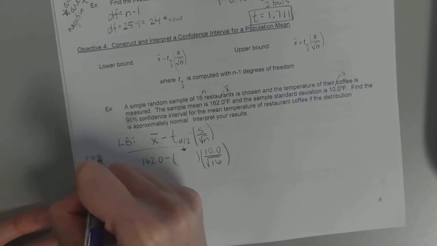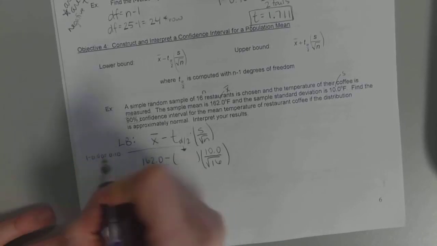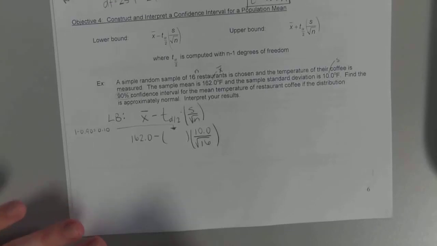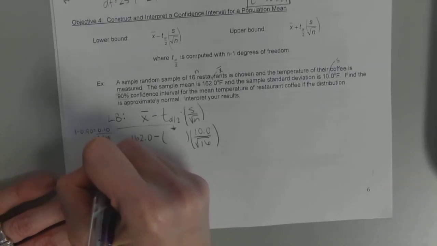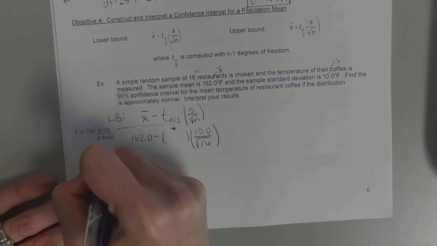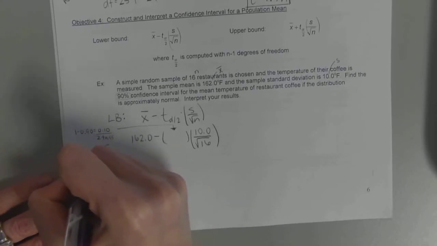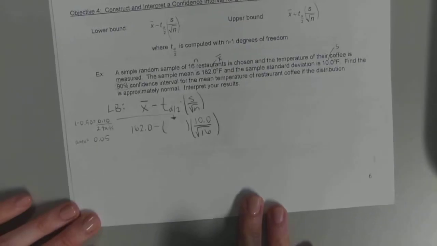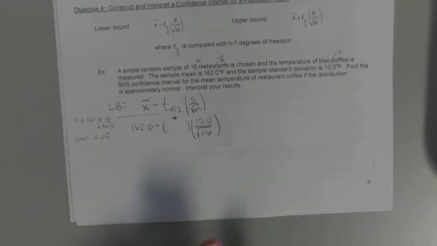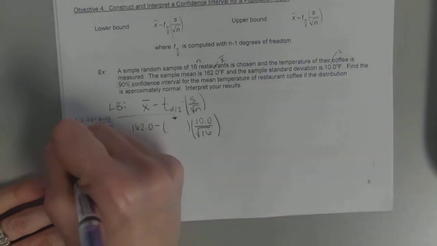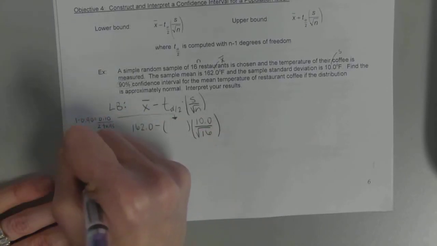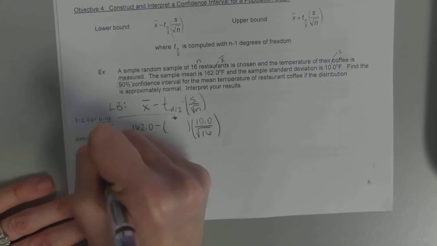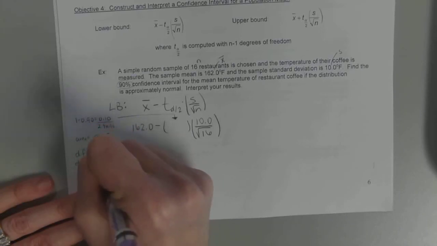Well, 1 minus 90% equals 10%, right? 1 minus 90% equals 10% in our tails, or how much in each tail? 0.05. So that's our area, right? But how do we know what row to go to? That's our degrees of freedom. Degrees of freedom are n minus 1, which in this case will be what? 16 minus 1, or 15.